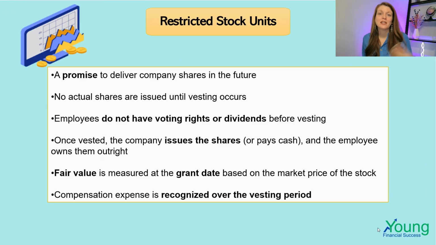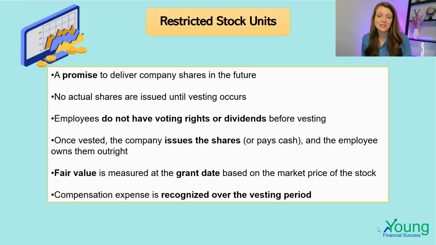So they were still getting the benefits from them. They still had their name on the shares in the beginning, even before they were vested. In this one, in the restricted stock units, they don't have the shares at all. Nothing is happening actively with the shares until they are fully vested. So they don't have any voting rights, they don't have any dividends until they are vested.